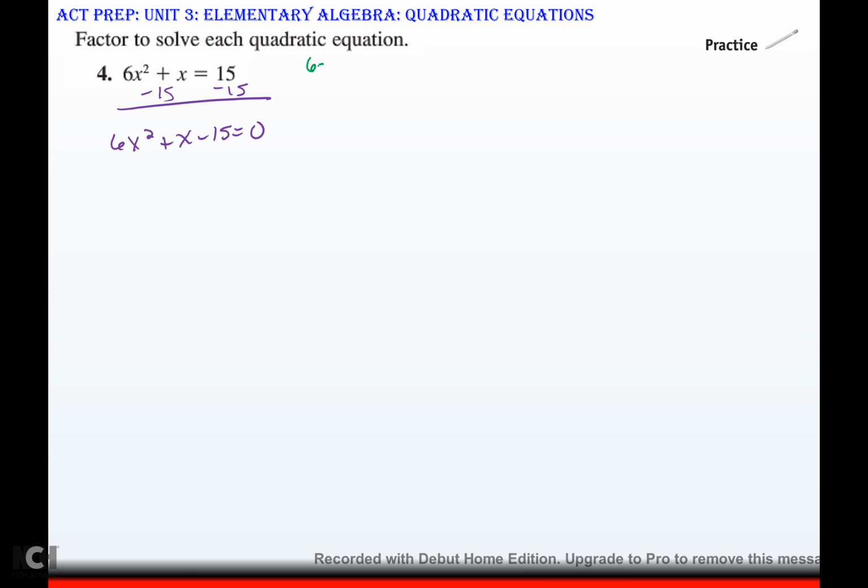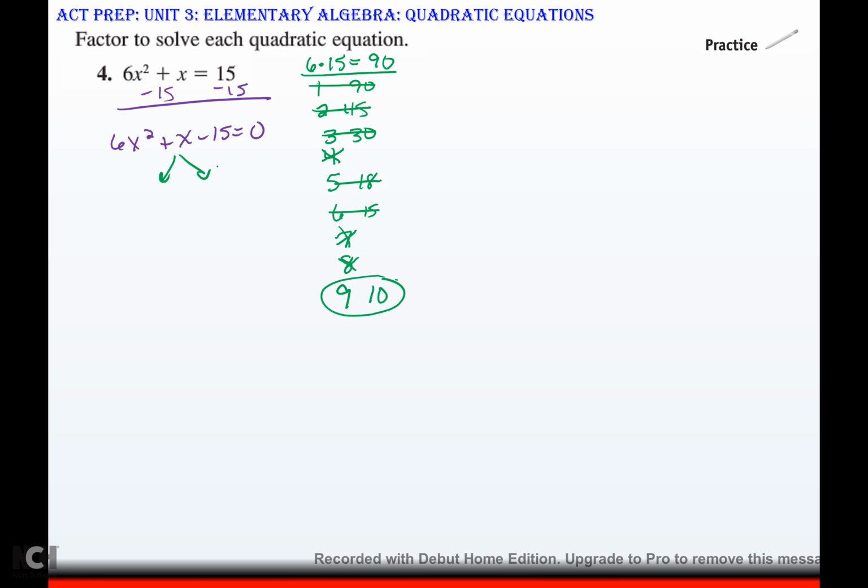Alright, so 6 times 15 is 90. Factors of 90. 1 and 90 will not make 1. 2 and 45 will not make 1. 3 and 30 will not make 1. 4 goes in there a decimal, so we can't use it. 5 and 18 will not make 1. 6 and 15 will not make 1. 7 doesn't go into 90. 8 doesn't go into 90. 9 goes into 90 10 times. That will make 1. So I rewrite b as 9x and 10x.